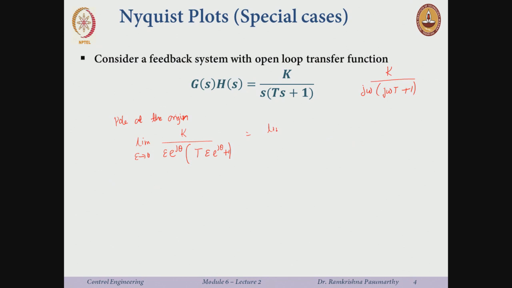This becomes the limit as epsilon goes to 0, with k in the numerator, epsilon going to 0, and e power minus j theta. So this is k over epsilon, which goes to infinity as epsilon goes to 0. And what does theta do? Minus theta varies from plus 90 to minus 90, or plus pi by 2 to minus pi by 2. I first want to see how this little region maps, so let us draw it a little better.